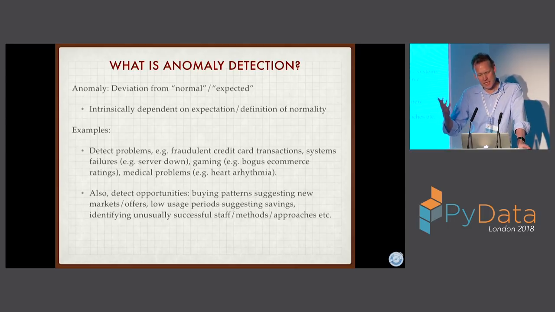Other sorts of things. Detecting low usage periods when maybe you don't need the same level of servers or the same amount of staff coverage or all that kind of stuff are absolutely anomaly detection problems as well.